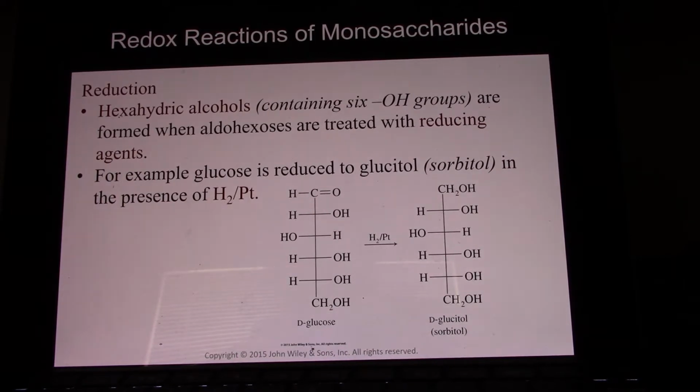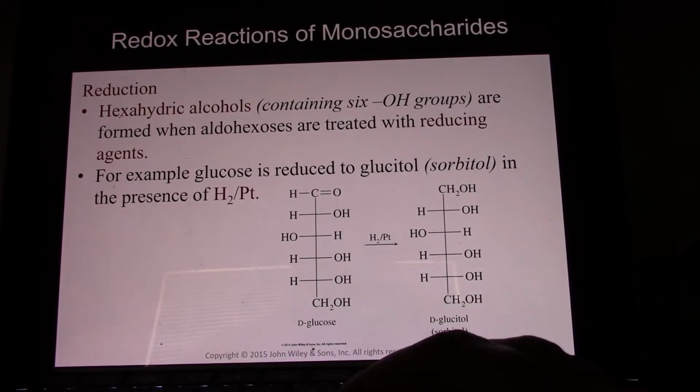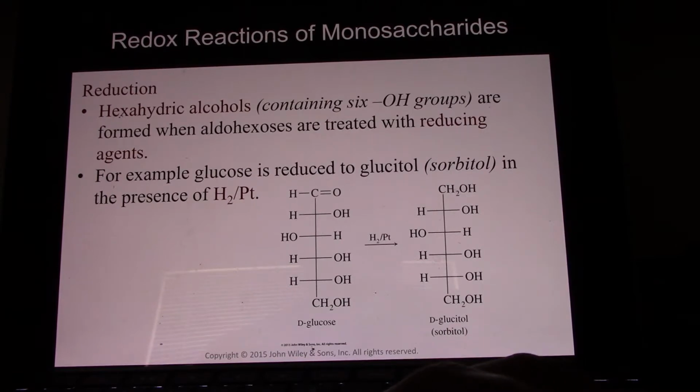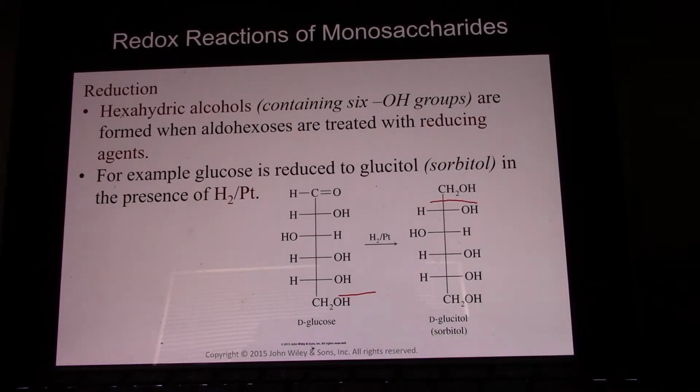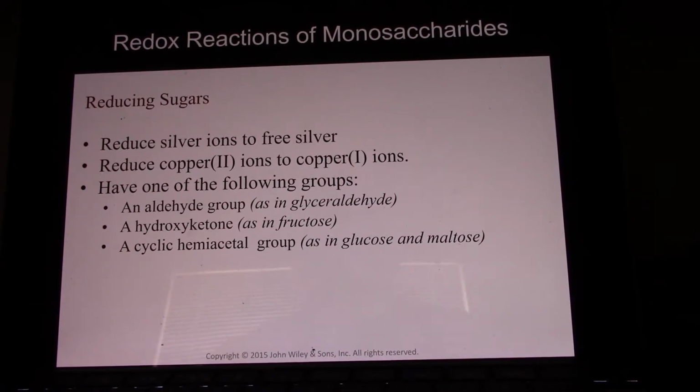Reduction. Hexahydric alcohols containing 6 OH groups are formed when aldohexoses are treated with reducing agents. And so here, hydrogen and platinum gas will reduce an aldehyde group to an alcohol. So we get the sugar alcohols like sorbitol. These are really bad for dogs. Never let a dog get molecules like this because they can't break them down like a person can.